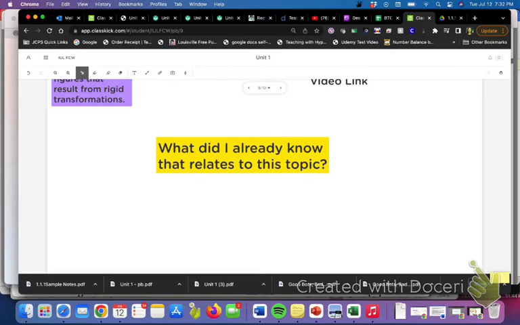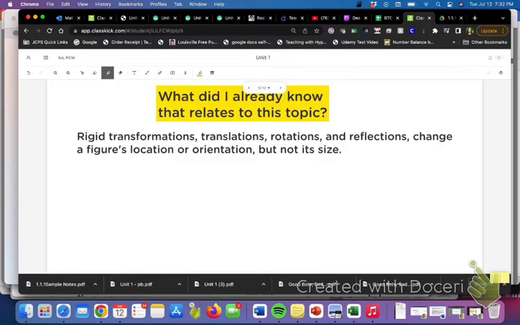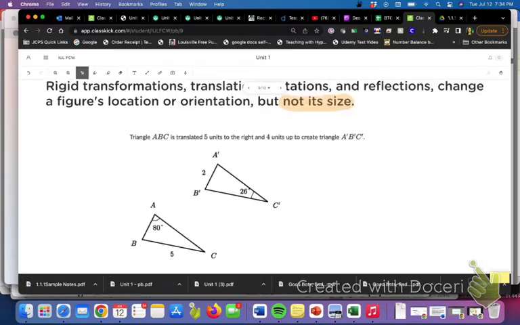previous lesson. So recall from our previous lesson that rigid transformations change a figure's location or its orientation. Remember, that's just the big kid word for what direction it's facing. But here's the most important thing for this lesson. It does not change its size. So let's see an example of how this helps us.